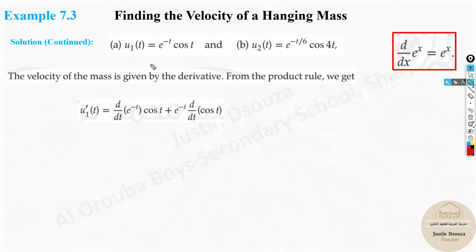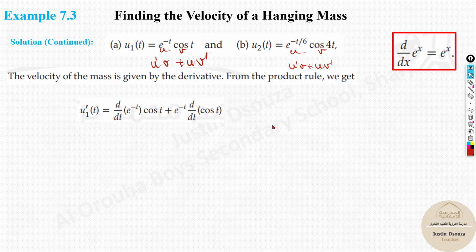The product rule is given by u dash v plus uv dash. You can see the derivation of e to the power minus t, because that's the first term, u, and this is v. Second term will remain same, v will remain same. Now e to the power minus t remains, and the second term will be derived. Same thing will go to the next function as well. I'll just write over here uv, it's u dash v plus uv dash.